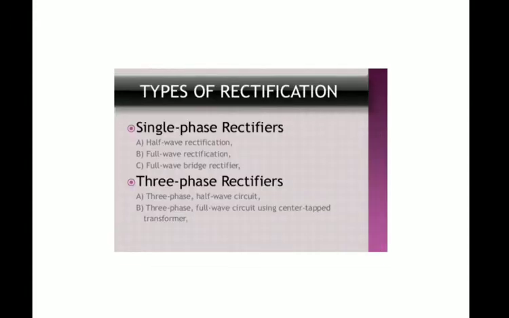Types of rectification: there are two types. One is the single phase rectifier, and the second one is the three phase rectifier. In single phase rectifiers there are three types: half wave rectification, full wave rectification, and full wave bridge rectifier. Then in the three phase rectifiers, there are the three phase half wave rectifier circuit and the three phase full wave rectifier circuit using a center tap transformer.